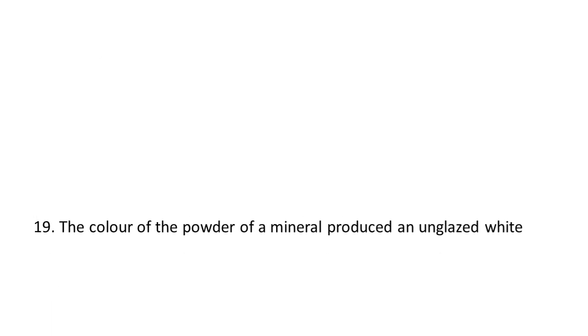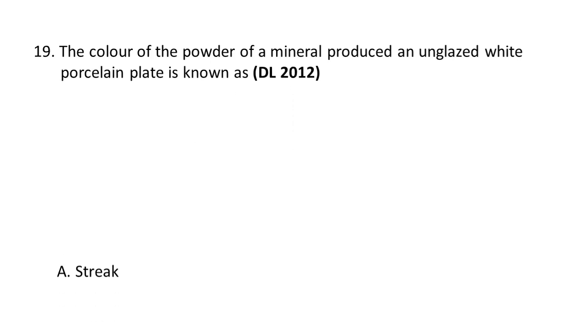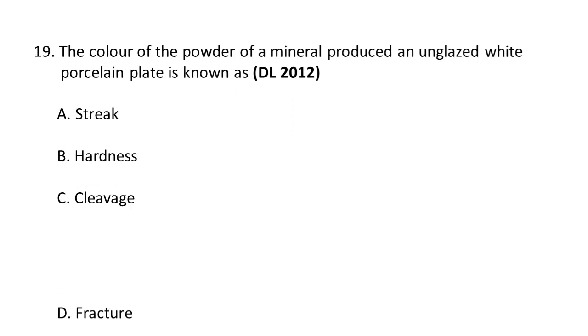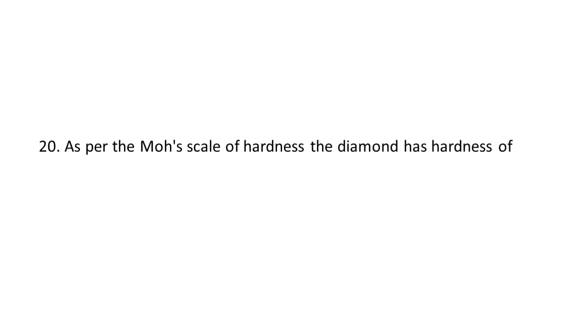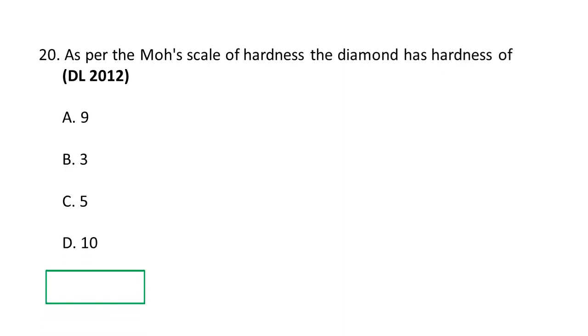Next question. The color of the powder of a mineral produced on an unglazed white porcelain plate is known as A. streak, B. hardness, C. cleavage and D. fracture. So the correct option is A. streak. Streak is the color of fine powder of a mineral. Next question. As per the Mohs scale of hardness, the diamond has hardness of, very simple and straightforward question, A. 9, B. 3, C. 5 and D. 10. Diamond is the hardest substance according to the Mohs scale and it has a hardness of 10. D is the correct option.